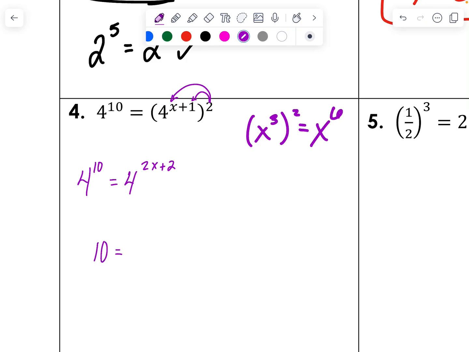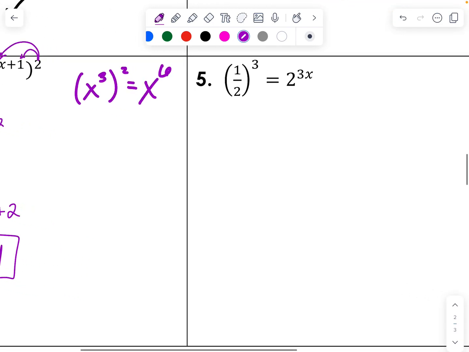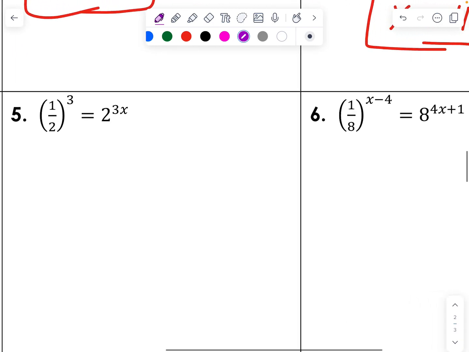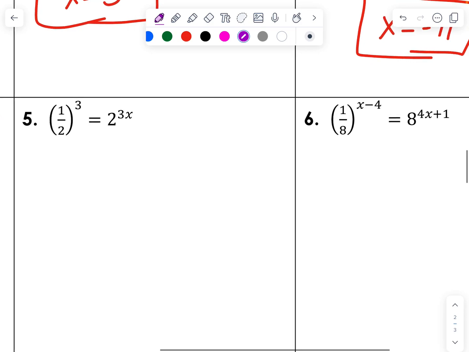And now check it out. We have the like bases again. There we go. Those are our like bases. And that means that I can just get rid of the bases and solve this: 10 equals 2x plus 2. Or if I solve, x would equal 4. But I still had like bases.